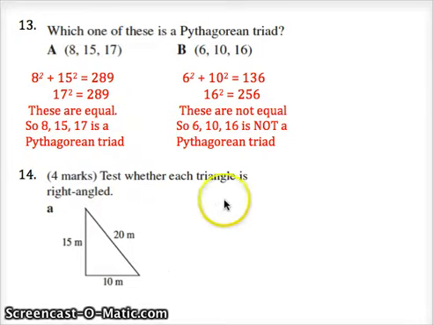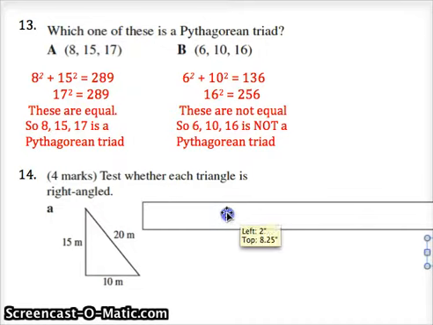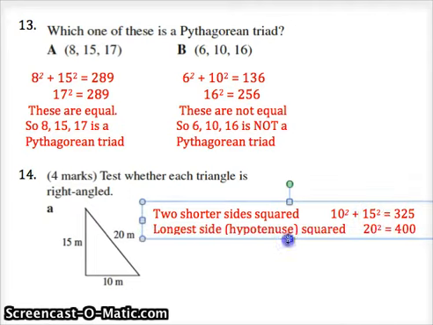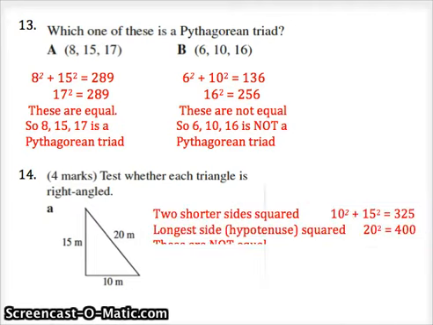Now in question 14, where we have to test whether this triangle is right angled, the same rule applies as for the Pythagorean triad. We look at the two shorter sides and we square them and we add them together, and they should equal the longer side squared, because that's Pythagoras' theorem, and Pythagoras' theorem always works for right angled triangles. So we're going to start off looking at the two shorter sides squared. So we're going to go 10 squared plus 15 squared, and we work that out on our calculator and we get 325. Then I'm going to look at the longest side, which is the hypotenuse, and we want to square it. So 20 squared is 400.